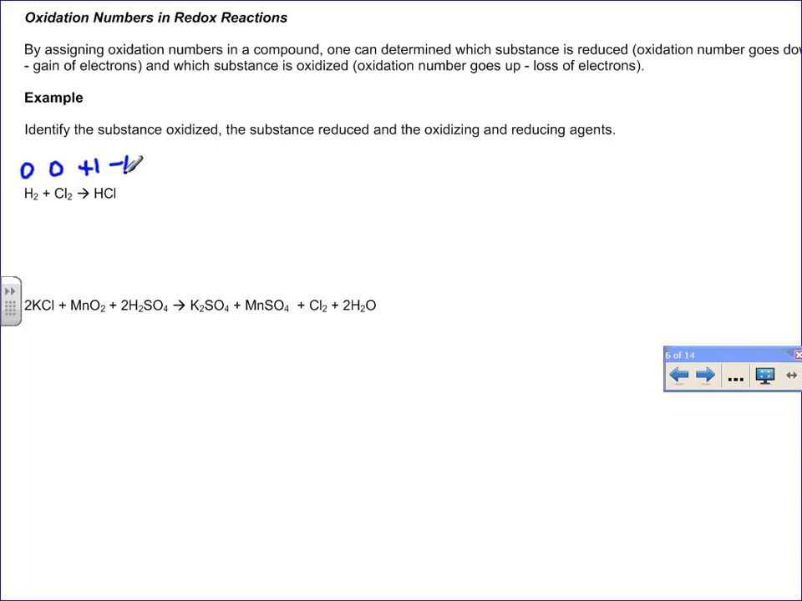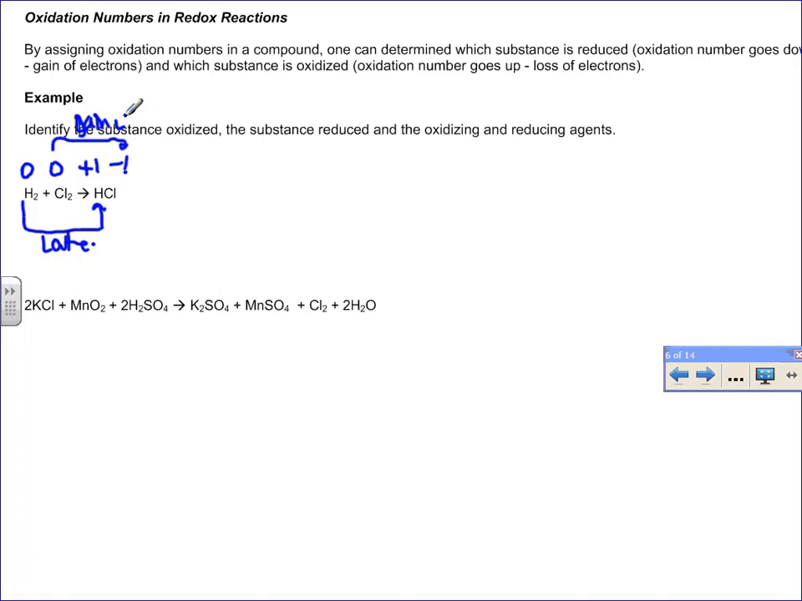And in the products, we've got +1 and -1. Okay, so as we can see here, the hydrogen has gone from 0 to +1, while the chlorine has gone from 0 to -1. So the hydrogen in this case has lost an electron, and the chlorine in this case has gained an electron. Okay, when something becomes more negative, it's caused by the gain of electrons.